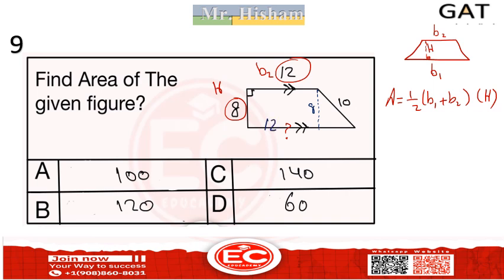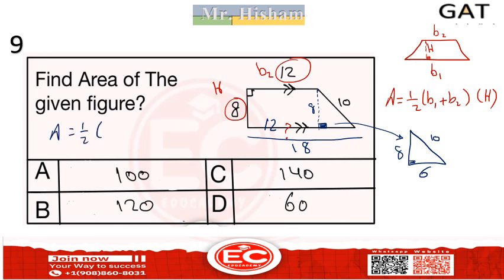This is a right angle triangle. This right angle triangle, 10, 8, by using Pythagorean or by using the well-known right angle triangle, this side is 6. So the whole side here is 18. So the area is half 12 plus 18 multiply the height, which is equal to 8. So 12 plus 18 is 30, so it's 15 times 8, which is equal to 120. So the right answer is B.